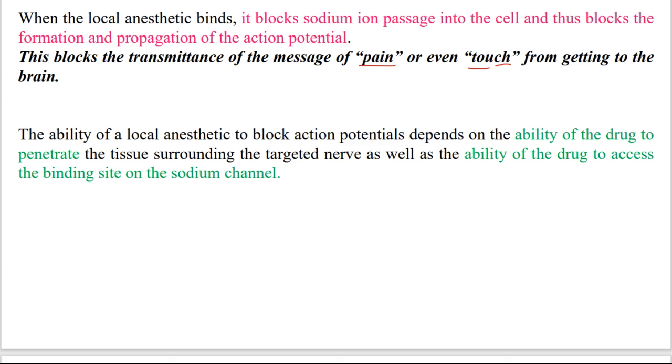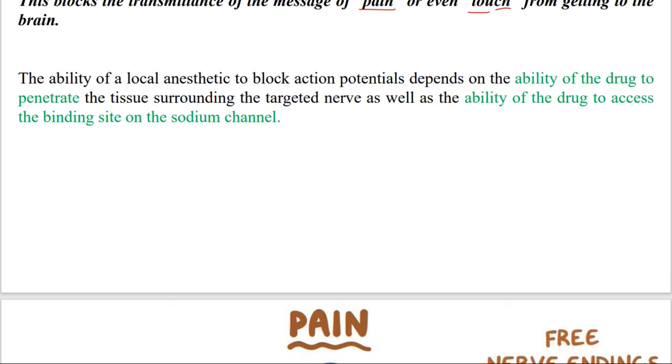So simply, if someone asks what the mechanism is, you can write that this local anesthetic binds to the channel beyond the P region, or the selectivity filter. The second point you will write is that it blocks the sodium ion passage into the cell and thereby blocks the formation and propagation of the action potential, and this leads to the blocking of transmittance of the message of pain or touch from getting to the brain.